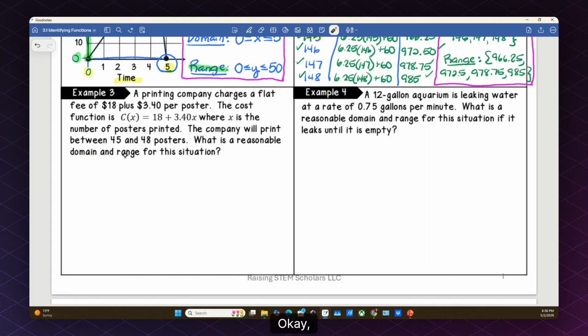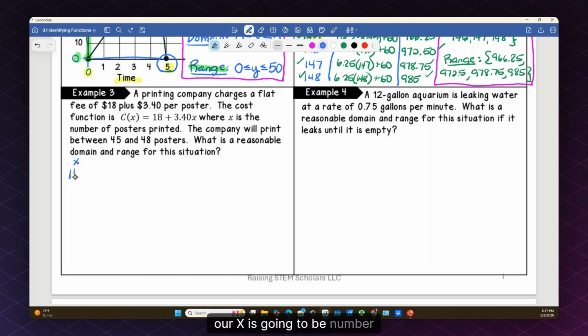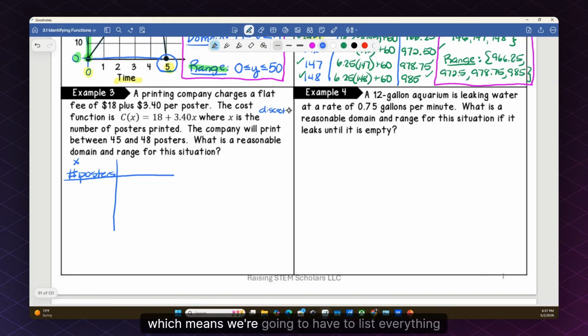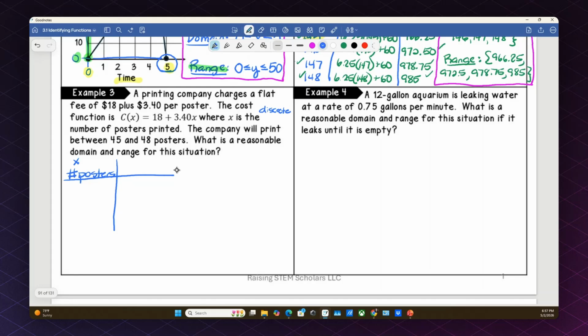Alrighty then. It told us x is my number of posters, so we can write that down over here. Our x is going to be number of posters. Now, we cannot have partial numbers of posters, right? We can't have 45.5 posters. So this is a discrete function, which means we're going to have to list everything out. We have to figure out how much it costs for 45 posters, 46 posters, 47 posters, and 48.